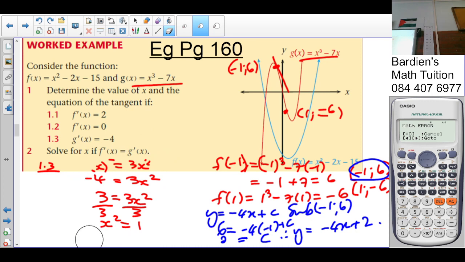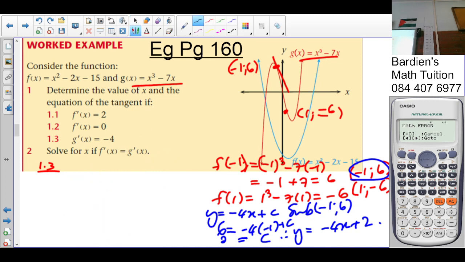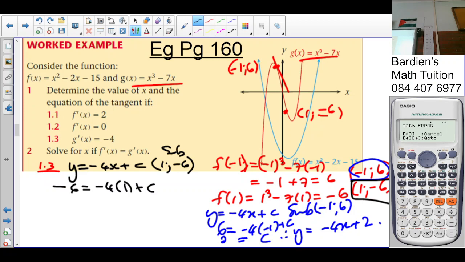On the other hand, we're going to use 1 and negative 6. Again, the standard form will be y equals mx plus c. Your gradient is known to be negative 4. To work out c, I substitute the point where the graph meets the tangent, which is 1 and minus 6. So negative 6 equals negative 4 times 1 plus c. So c is minus 2. y equals negative 4x minus 2.